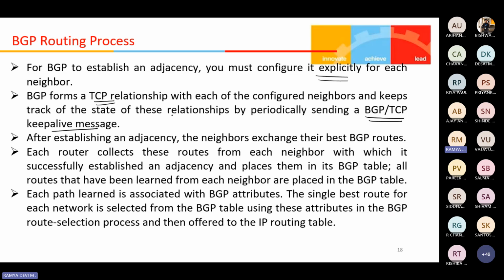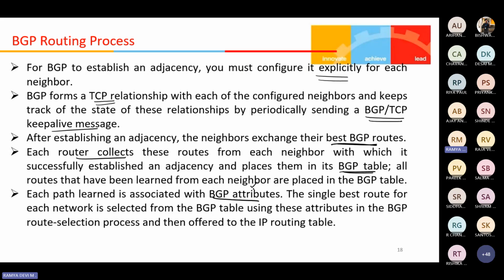Right? So this connection will be maintained, and once it is established, the neighbors will start to share the best BGP routes. It will share only the best BGP routes. The routers will be collecting that information into the BGP table. Whatever information is being collected will form a table. Each learned path will have BGP attributes. Just now I've told you what will be there in the BGP attributes: the local preference, the AS number, the AS path, the MED value. All those things will be there in the BGP attributes.